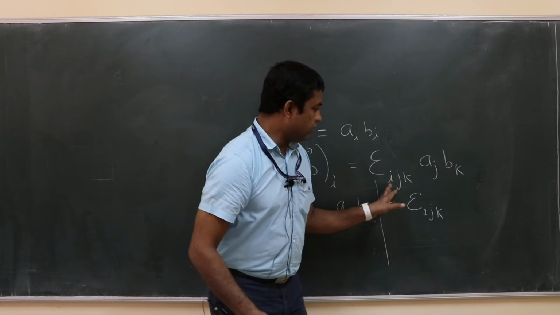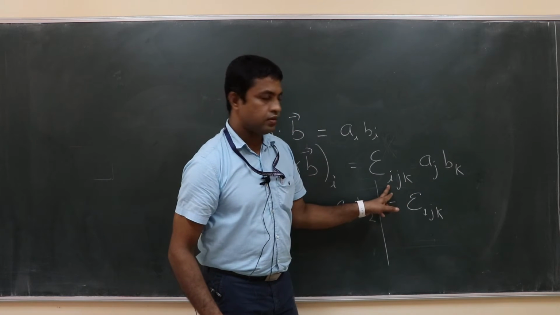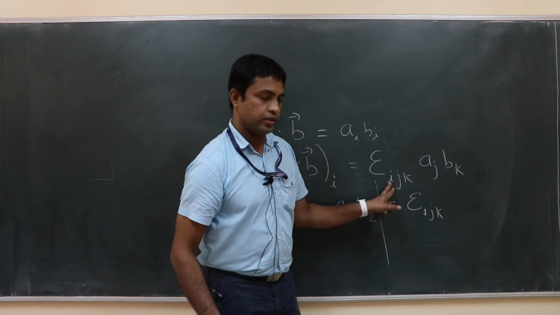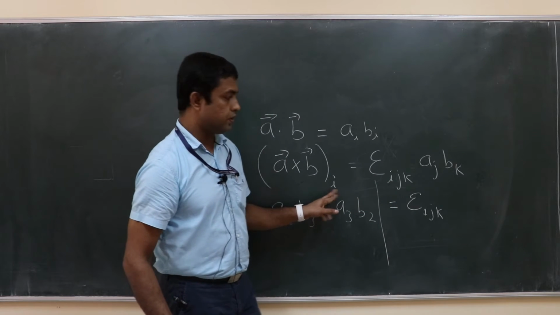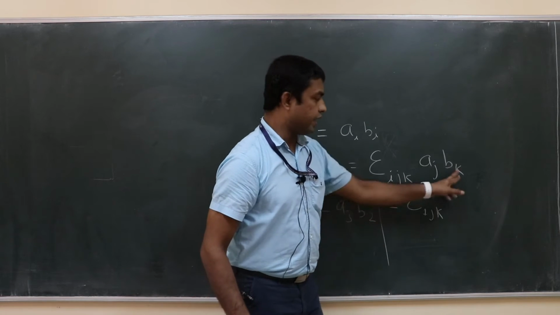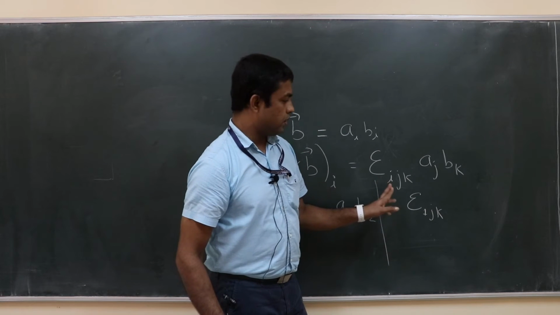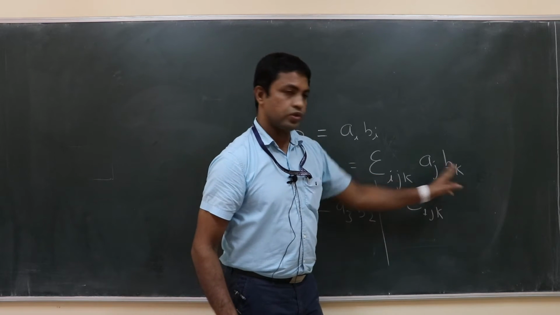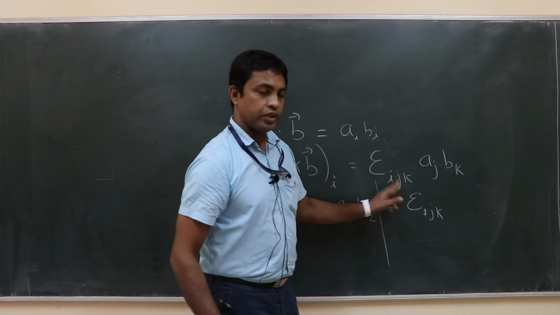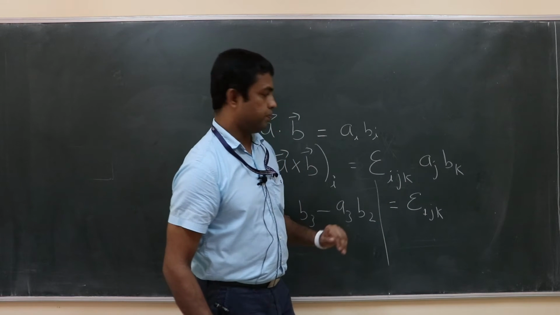So how many free indices are in this? i is a free index, because you see on the left-hand side i is there. And j and k are dummy indices, right? j appears twice, k appears twice. So there is a summation over j, and there is a summation over k.